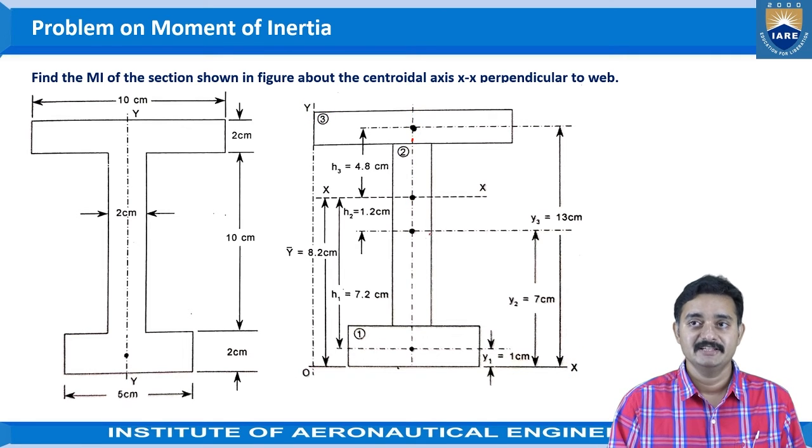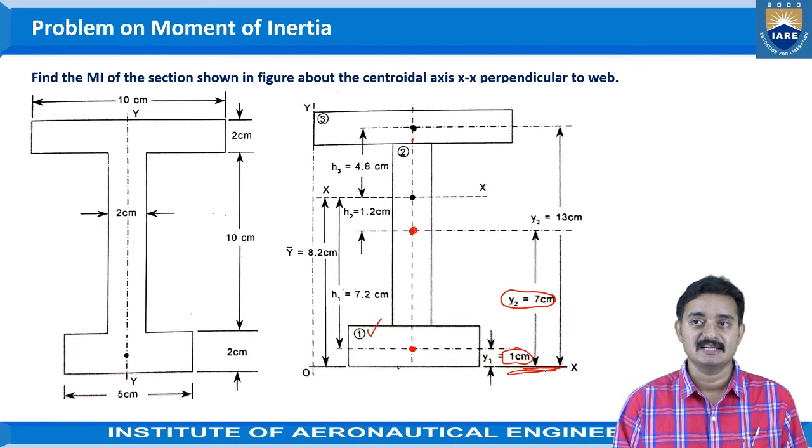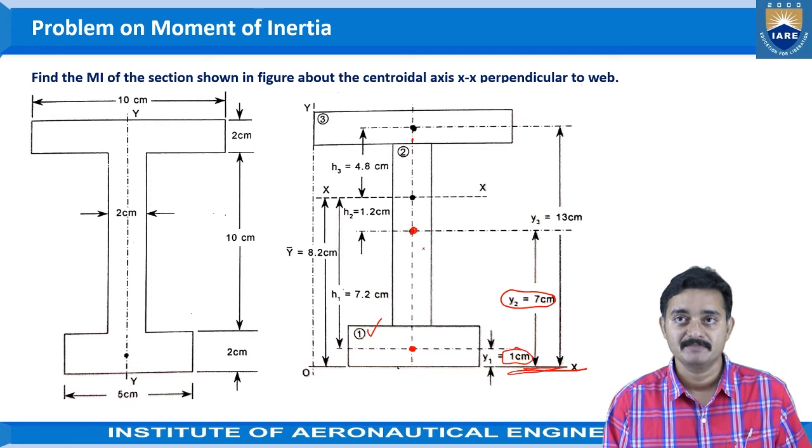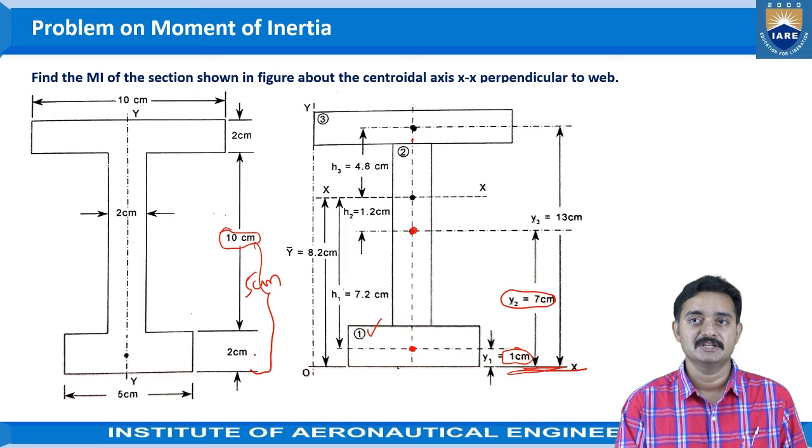You can observe how we have identified the centroids here. For the first rectangle, we have identified the centroid as 1 centimeter from the reference axis, that is x. Then the centroid of the second rectangle is 7 centimeter from the reference axis. Actually, this is a length of 10 centimeters, but the reference axis is at a distance from the base, so this is 5 centimeter plus 2 centimeter, which comes to 7 centimeter.